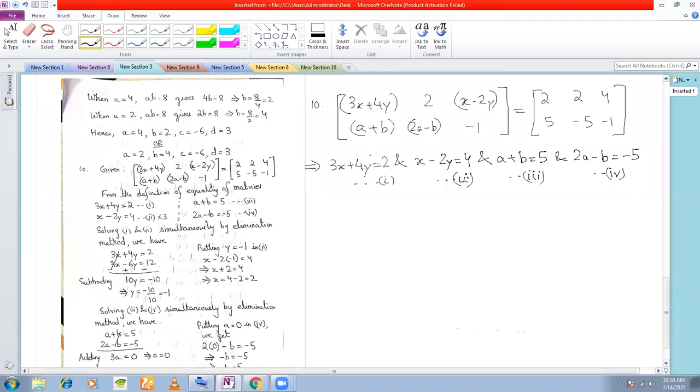Now we are going to solve these equations to get the values of x, y, a, and b. In order to get the values of x and y, we shall solve 1 and 2.